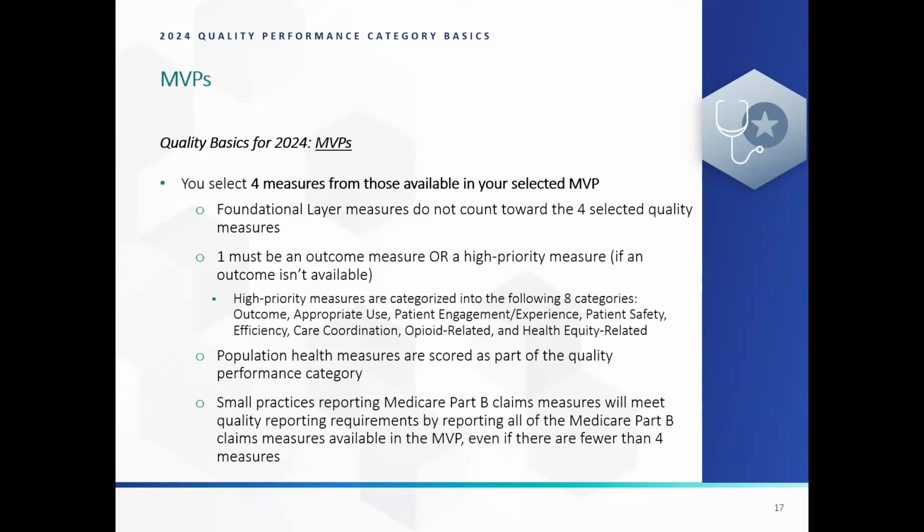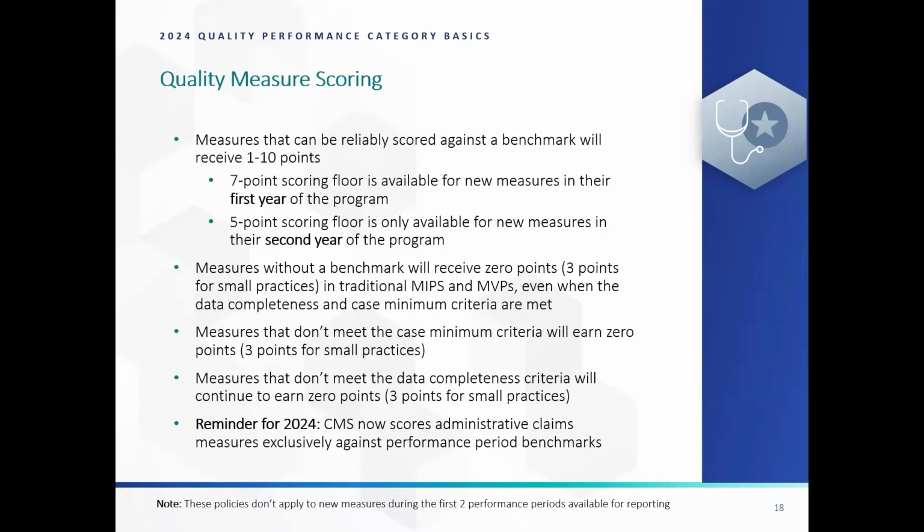Population health measures are scored as part of the quality performance category, and small practices reporting Medicare Part B claims measures will meet quality reporting requirements by reporting all of the Medicare Part B claims measures available in the MVP, even if there are fewer than 4 measures. Next slide, please. Now I'm going to discuss quality measure scoring.